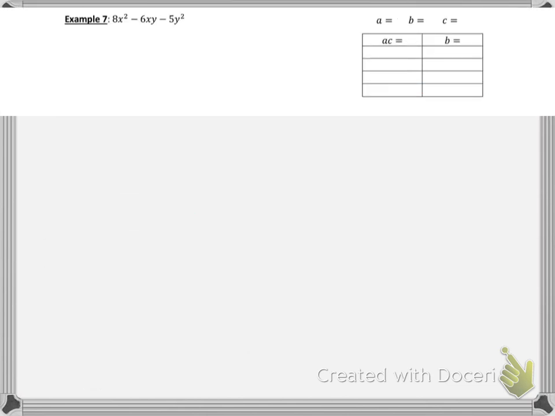So in this problem, we have 8x squared minus 6xy minus 5y squared. A lot of people totally panic because there's not one, but two variables here, okay? The good news is that we're going to treat it just the same way that we always have, and we're still going to have our A, our B, and our C, okay? So if you want to, you can pause this video and see how far you can get on the AC method. Otherwise, you can just watch me solve this.